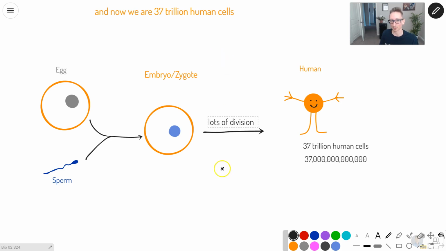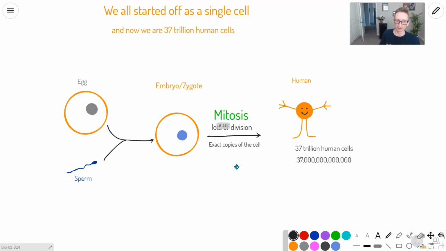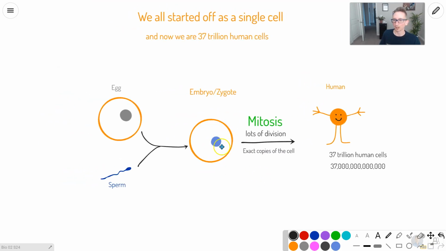Right? Reproduction. This process here is called mitosis, because it makes our toes. We want exact copies of the cell genetically. They have the exact amount of DNA. Okay, that's mitosis. You are making your body cells. Lots of cell division, exact copies. Boom, we go from one cell to 37 trillion.